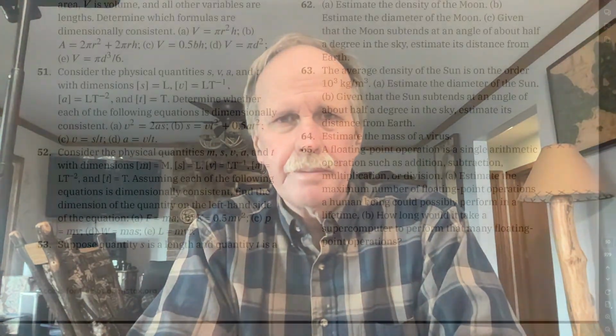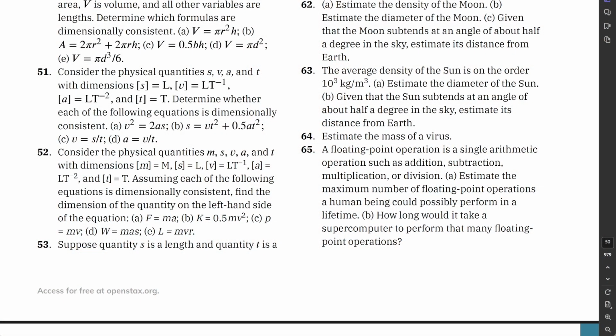Now, in this section, we're going to look at dimensions. The long and the short of it is pretty simple. If you want an answer in apples, does the equation spit out apples, or does it spit out grapes? So, let's get right into it. Our first question is number 51. Consider the physical quantities distance, velocity, acceleration, and time with dimensions. Determine whether or not each of the following equations is dimensionally consistent. If the answer is in apples, does the equation spit out apples? So let's go ahead and write a few things down.